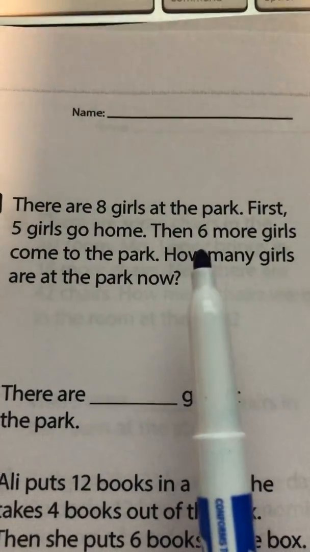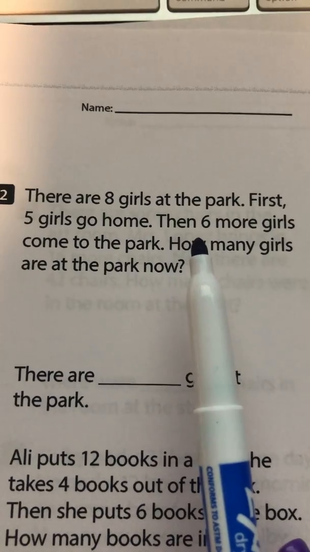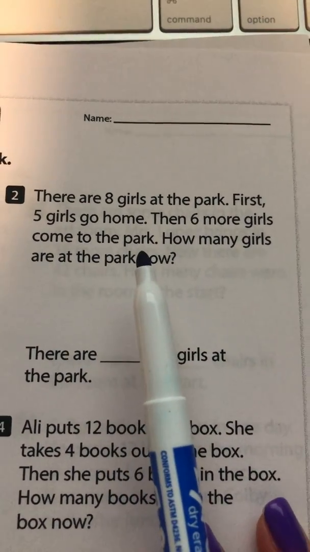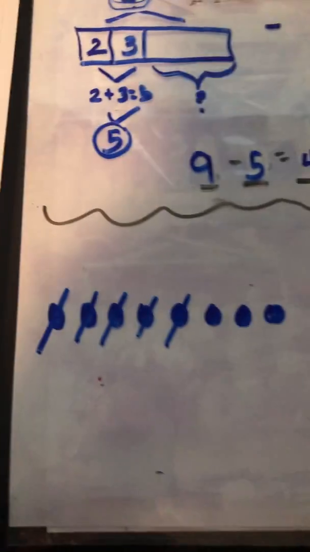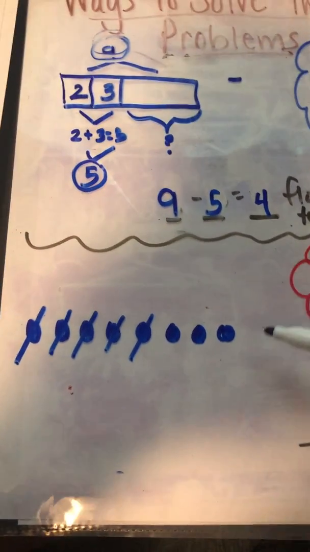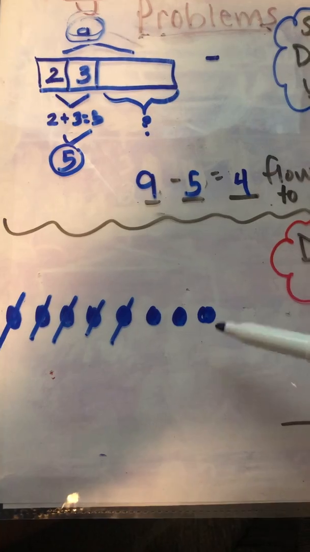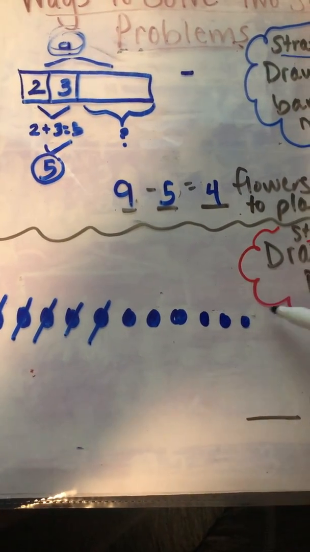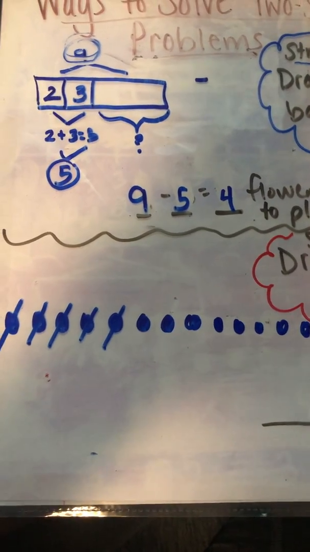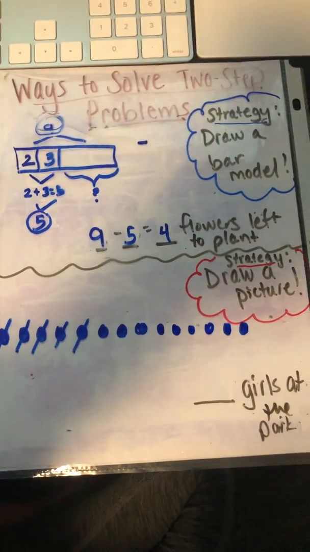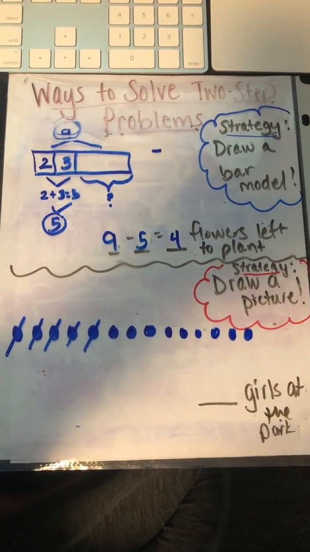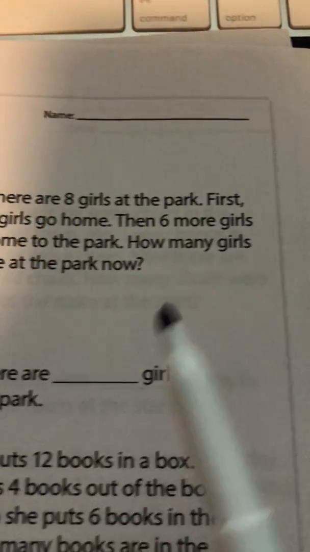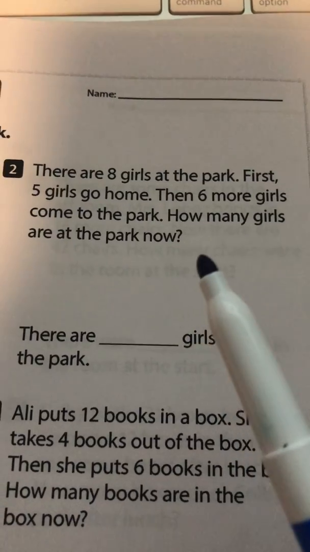But I have to go back and reread because there's more information, because it says then 6 more girls come to the park. So now I have to go and add to my picture 6 more. So I have the 3, I have to add 6 more. 1, 2, 3, 4, 5, 6. So now I have all of my dots representing the new information. 6 more girls came. How many girls are at the park now?